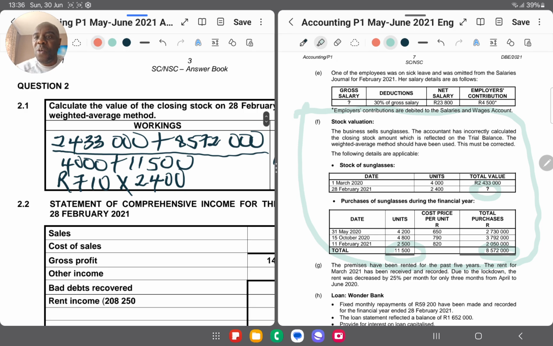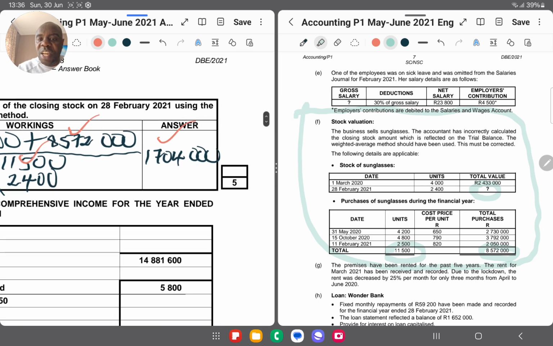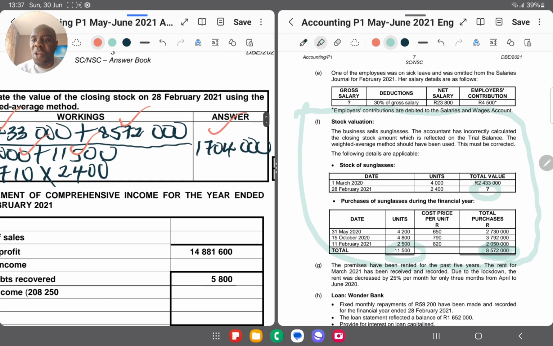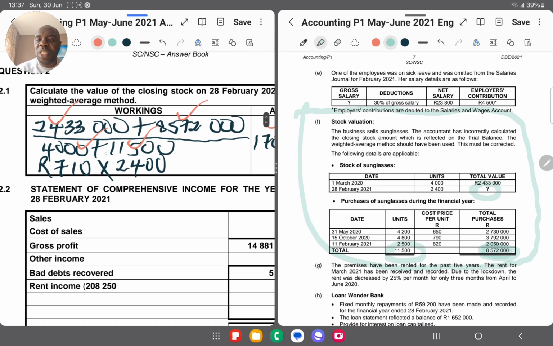Let's see how the examiner would have allocated these marks. There's 1 mark there, there's another mark there, there's another mark there, there's another mark there. And then you get your 5 marks there. Now, learners, how would you have wasted time here? You would have wasted time if you had to put these individual values on your answer book, the 2,730,000, the 3,792,000. You were already given the total. That total given here is what I put on my answer book, the 8,572,000. And then I divided everything by the total quantity.